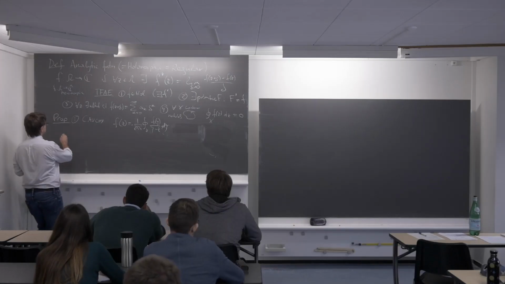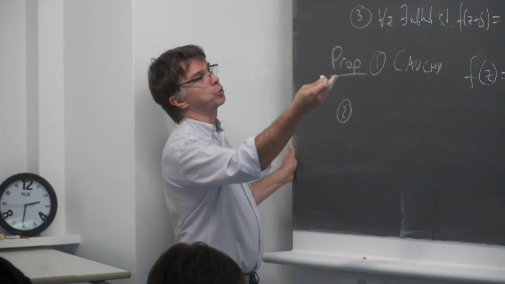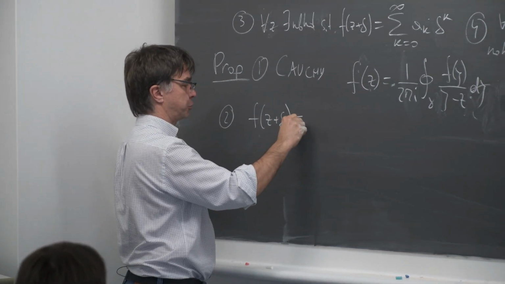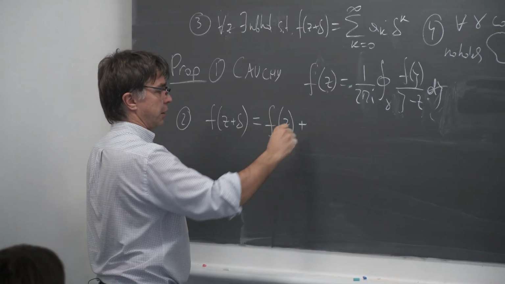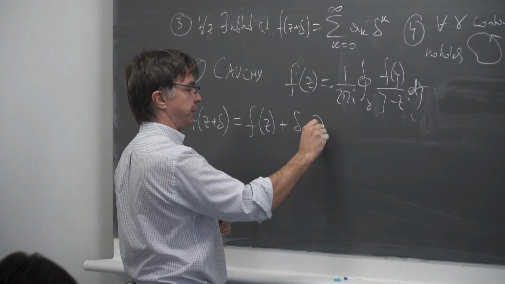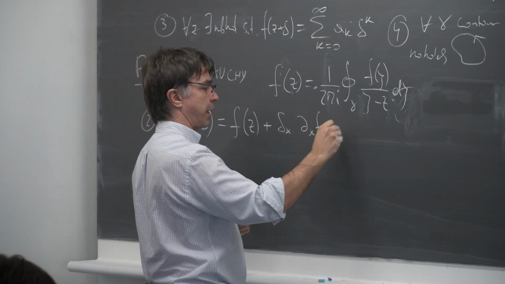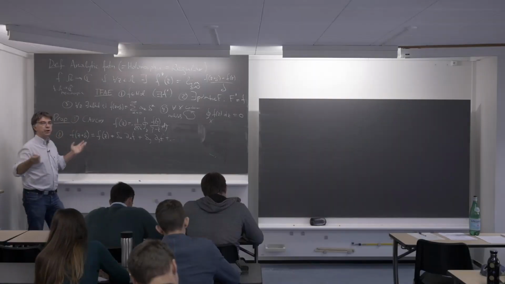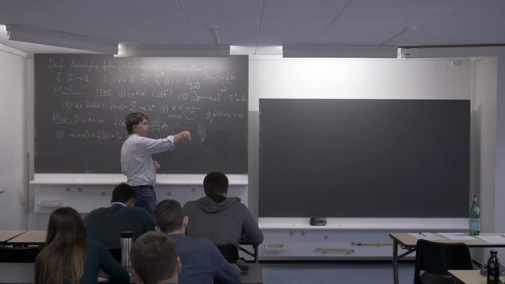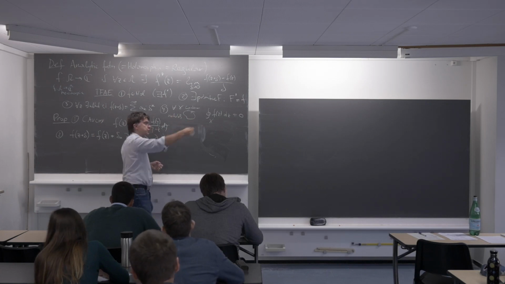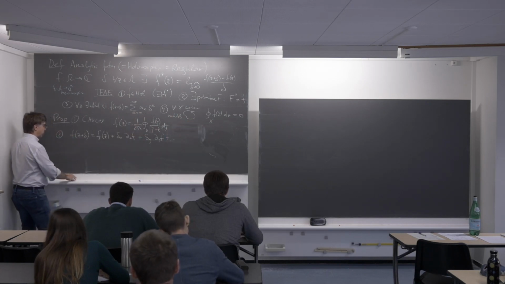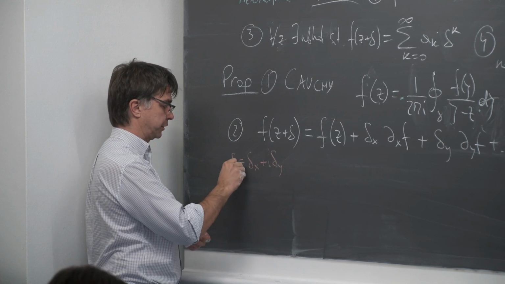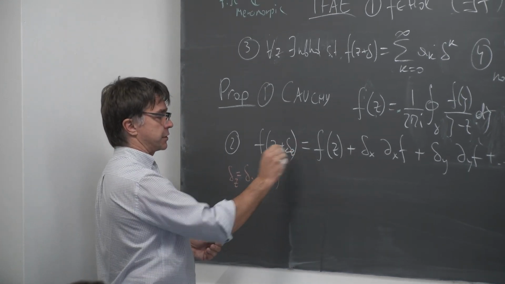So the usual thing, what you would write is f of z plus delta equal to f of z plus delta x times the derivative of f in x plus delta y times the derivative of f in y plus small order terms. So this is the usual Taylor expansion, plus delta x delta y plus delta x squared delta y and so on, these higher order terms. Here I just mean that delta is equal to delta x plus i delta y, or delta z. Yeah, maybe just write delta z.